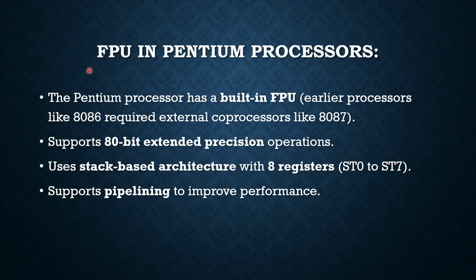The Pentium processor has a built-in FPU. Previous versions of processors like the 8086 had external coprocessors for executing certain instructions; the 8087 acted as a coprocessor. We have already discussed that the 80386 had a coprocessor like the 80287 or 80387. The Pentium FPU supports 80-bit extended precision registers, uses a stack-based architecture with 8 registers, and supports pipelining in order to improve performance.